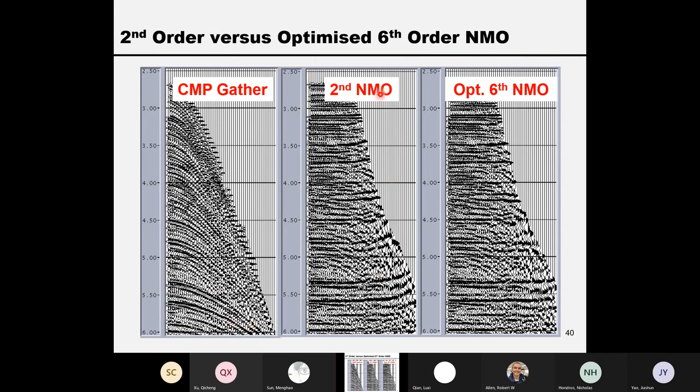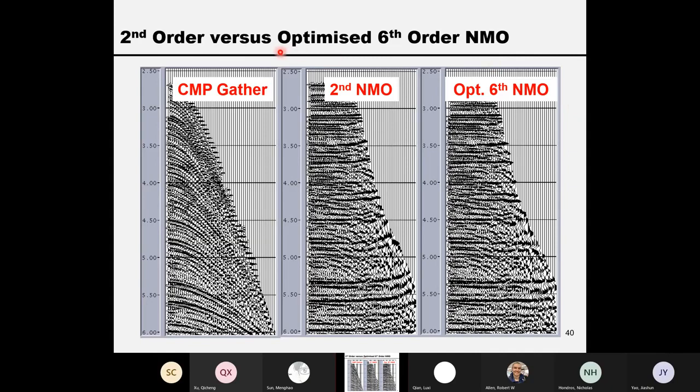So if we use a second order NMO, which is a hyperbolic curve, you can see for the near offset, they are flat. But for not that far, just in the intermediate offset, you can already see the curve is not flat. See that? If you want to get this flat, in this case you need a sixth order, right?